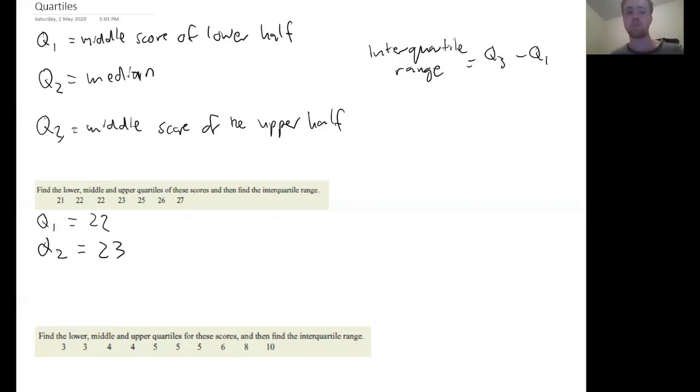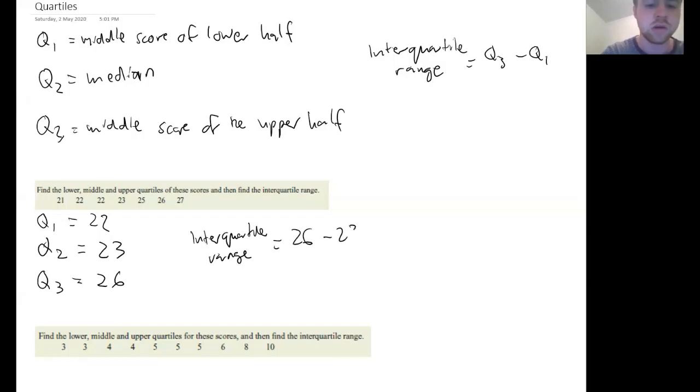Then if we look at the scores above Q2, for the upper quartile, it's going to be 25, 26, and 27. The middle one of those is 26. So you're just looking at those three scores above the median, and the middle one, 26, is your upper quartile. Now that we have the upper quartile and the lower quartile, we can find the interquartile range. The interquartile range is just going to be Q3, which is 26, minus Q1, which is 22. And the interquartile range is 4.